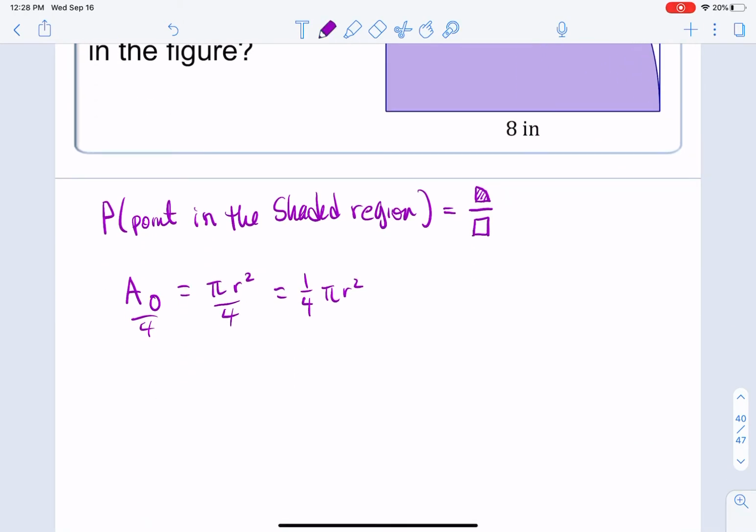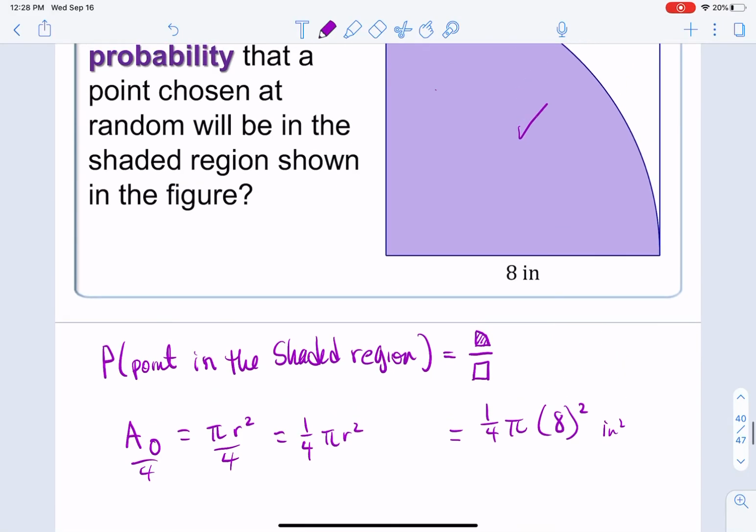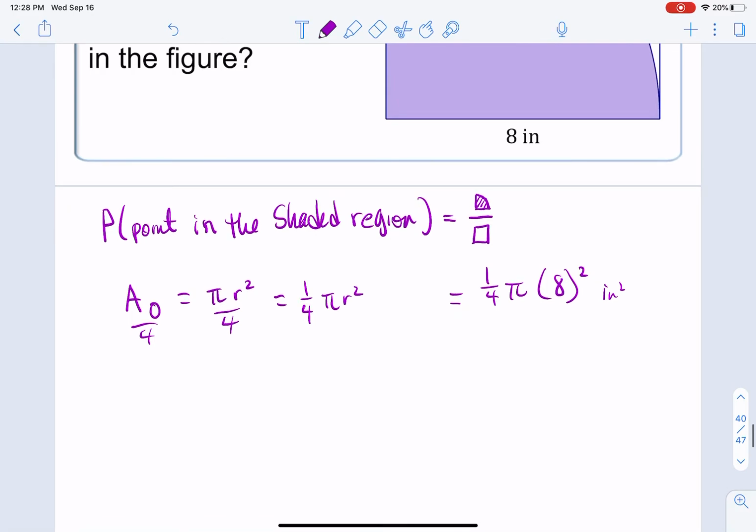Let's go ahead and calculate. I'm going to have 1/4 pi, and my radius here is 8 squared. Shouldn't I put some units on that? Inches squared. Then we also need to do the same thing for the whole square, which has a side length of 8 inches. How do you find the area of a square? Side length squared, piece of cake. So we put that on the bottom as 8 squared inches squared.